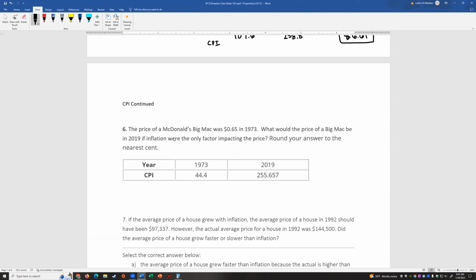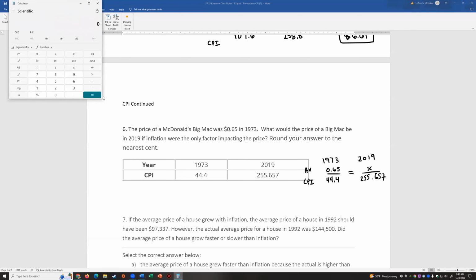Okay. So I'm going to write my two pieces of information I need, which is 1973 and 2019. We'll need actual value and CPI for each of those. We don't know the 2019 price. We know the price in 1973 was 65 cents. CPI in 1973 was 44.4. CPI in 2019 was 255.657.